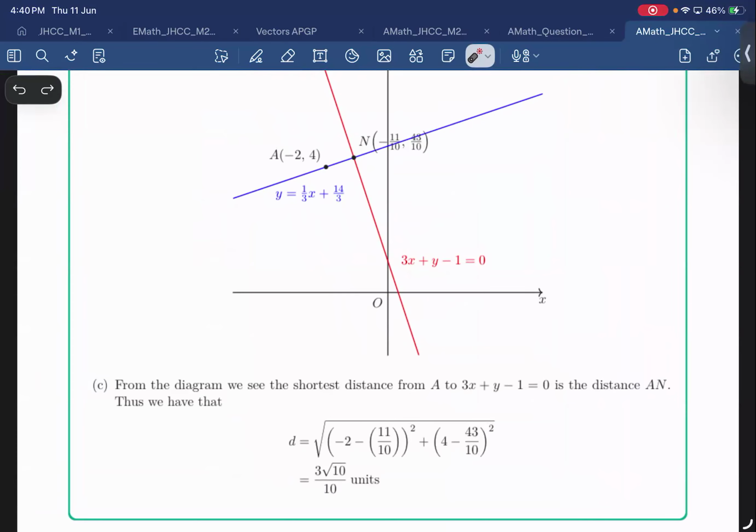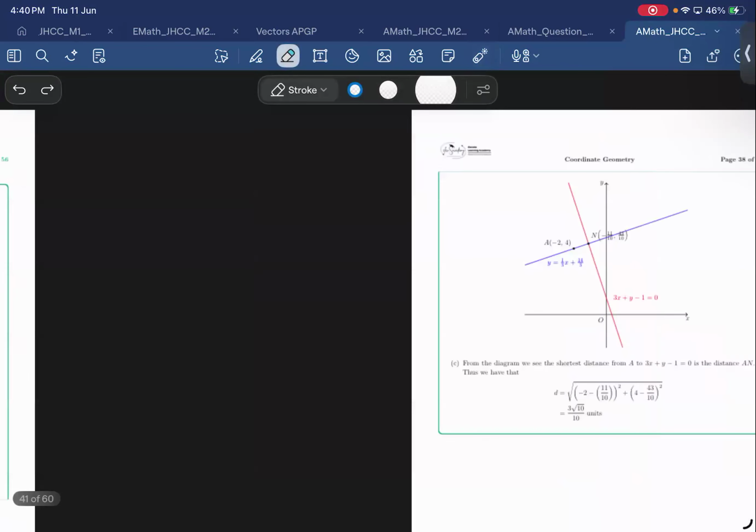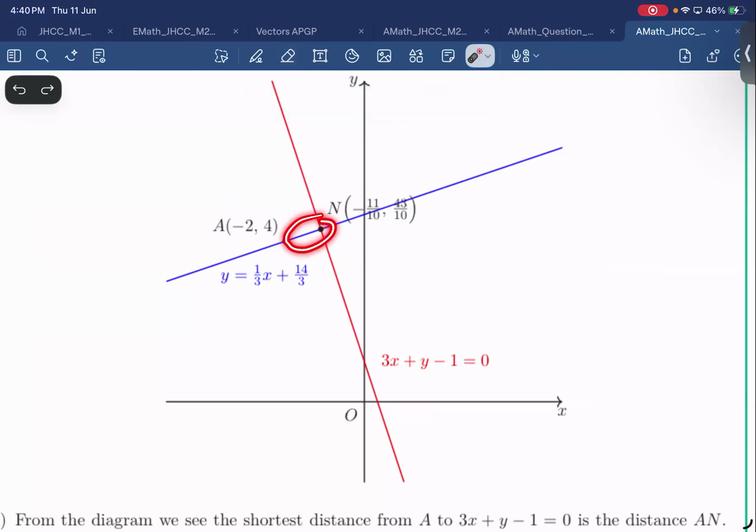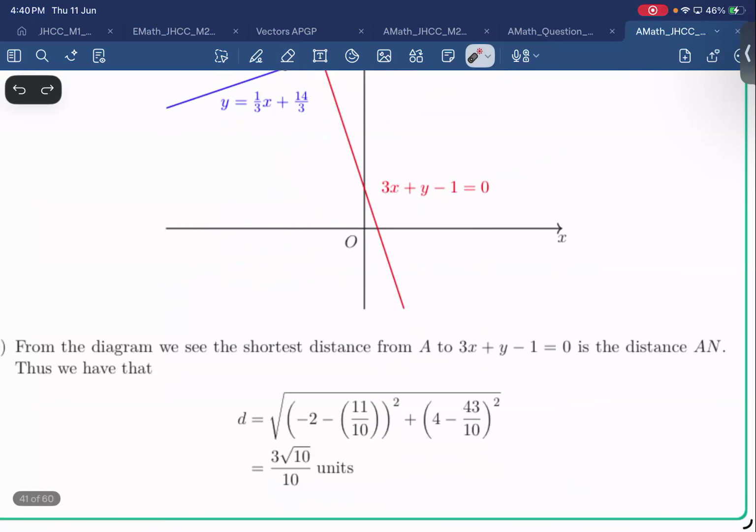Okay, you can see the shortest distance from A to this line, the red color line basically. You want to find the shortest distance from A to the red color line. So the shortest distance will actually be the path it takes along this region here. So basically you want to find this length, using a distance formula.